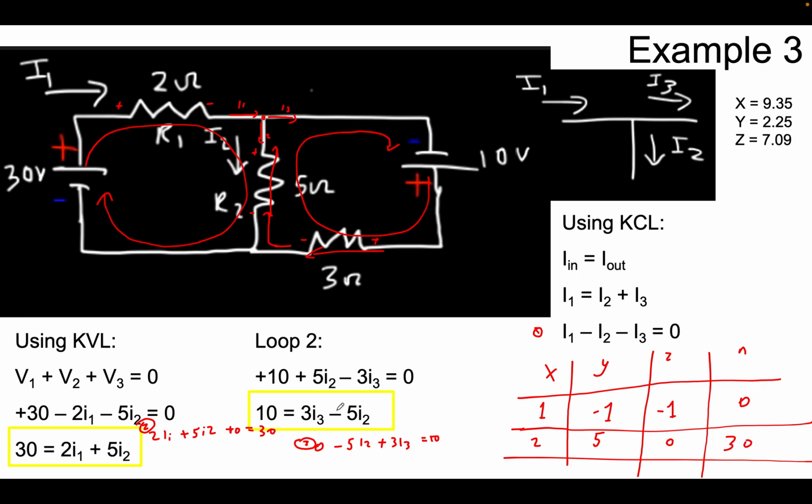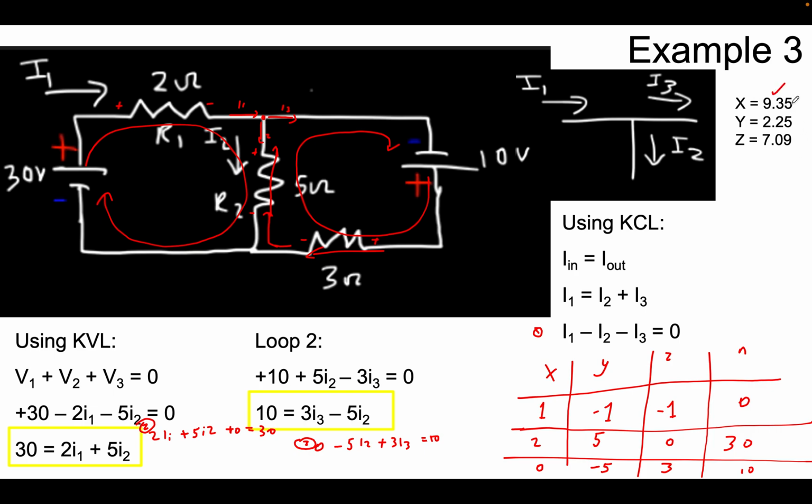And looking at the second loop, I rearranged it to make it easier for myself. You can see that there is no I1 over here, so I will just write a 0 for I1. I do have an I2, which was minus 5. And I have an I3, which is positive 3. And then I have a 10, which is 10. Again, that's why I arranged it, just to make it easy. 1, 2, 3. And then put that in the calculator.